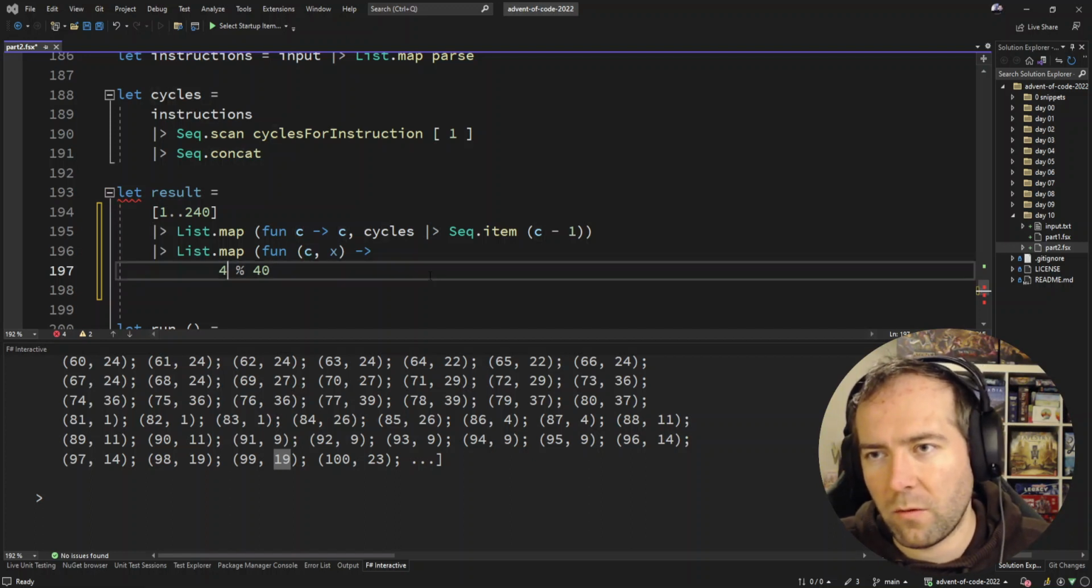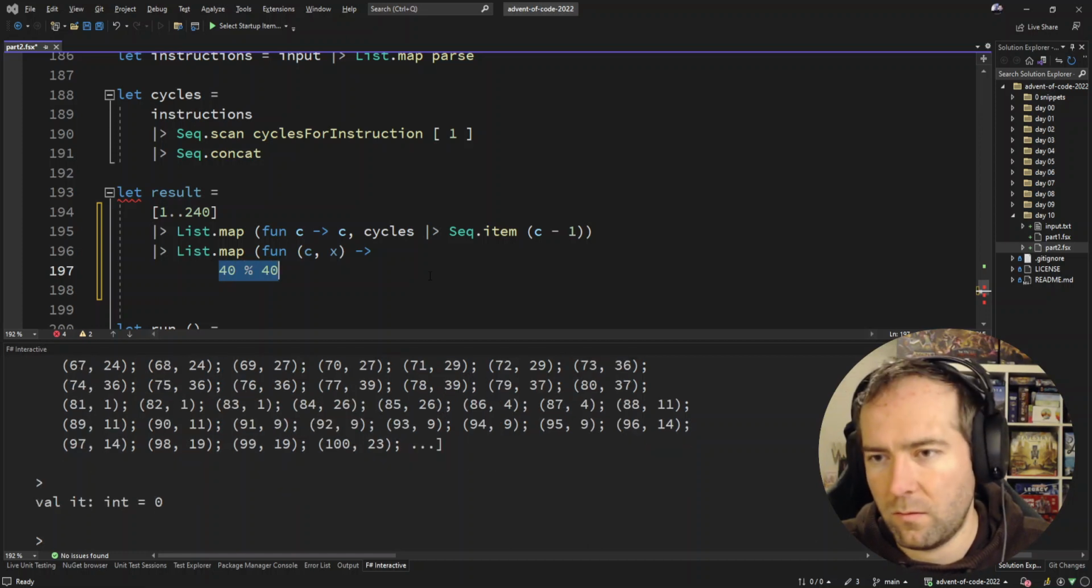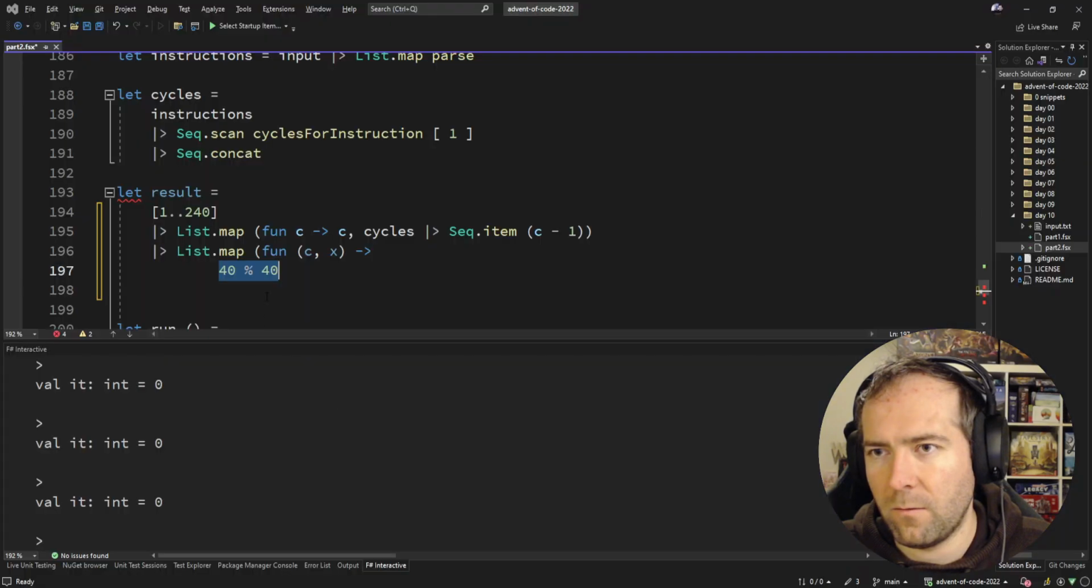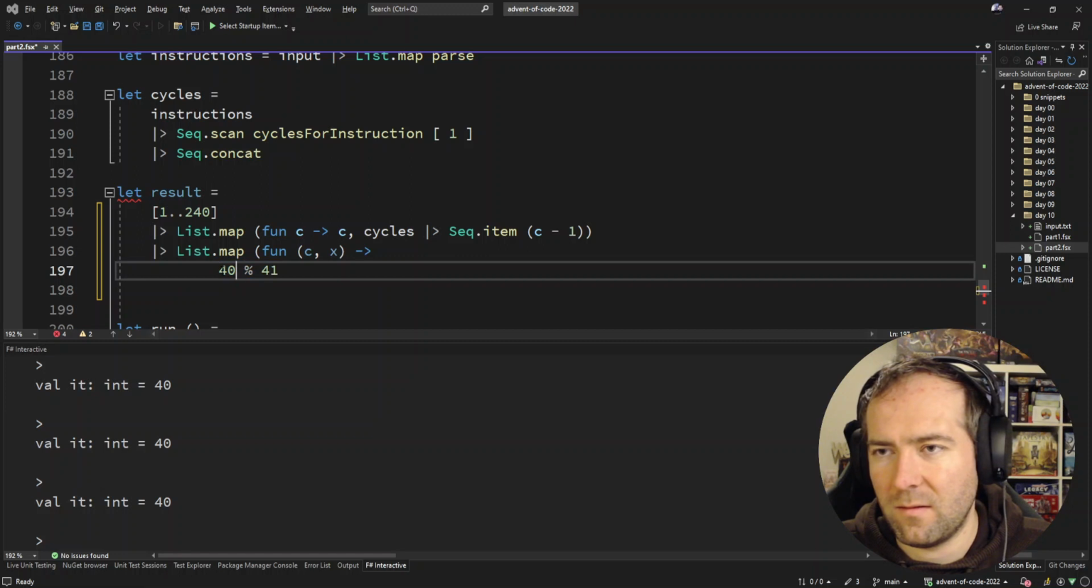What's 40 modulo 40? Is that 0? Is that okay? 41? So 41 should be 0 again. Yeah. Yeah, okay.